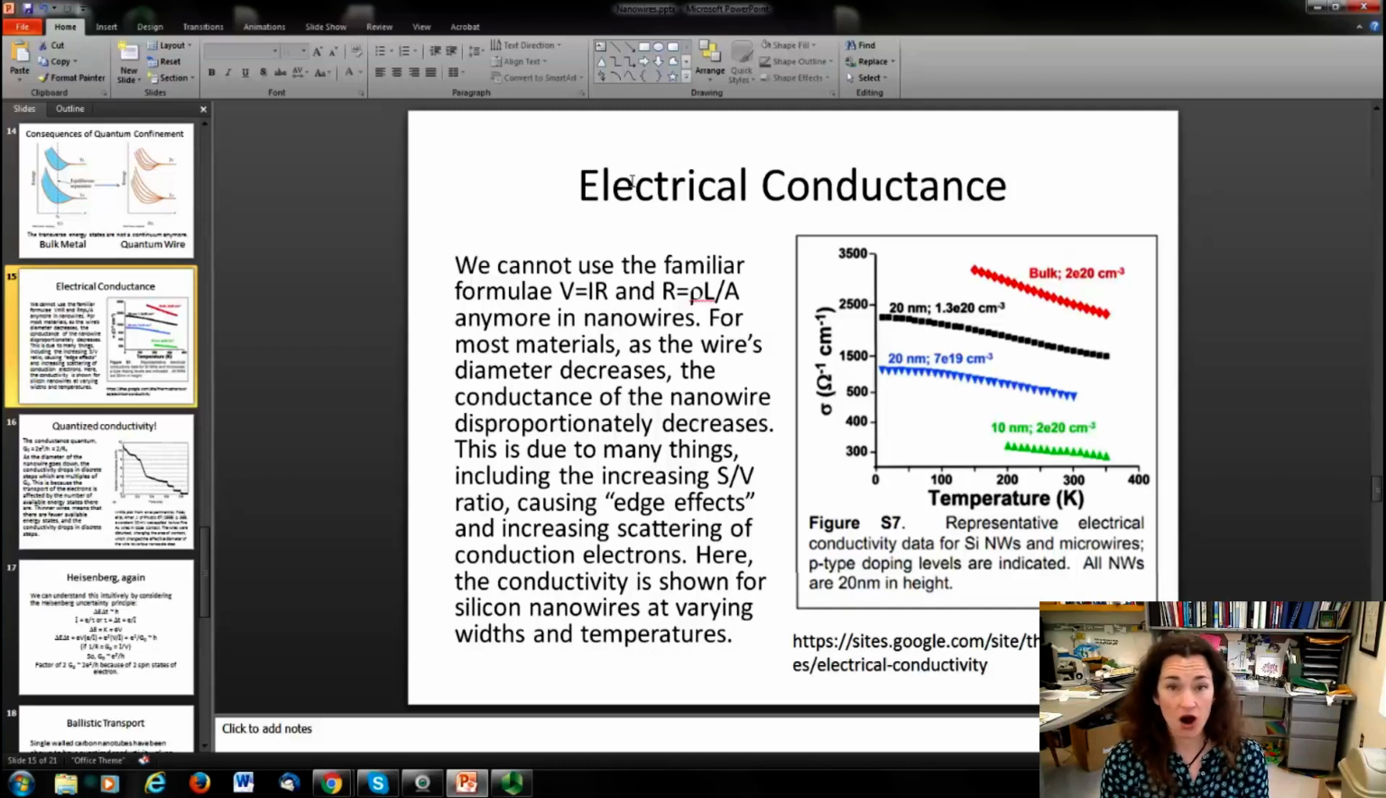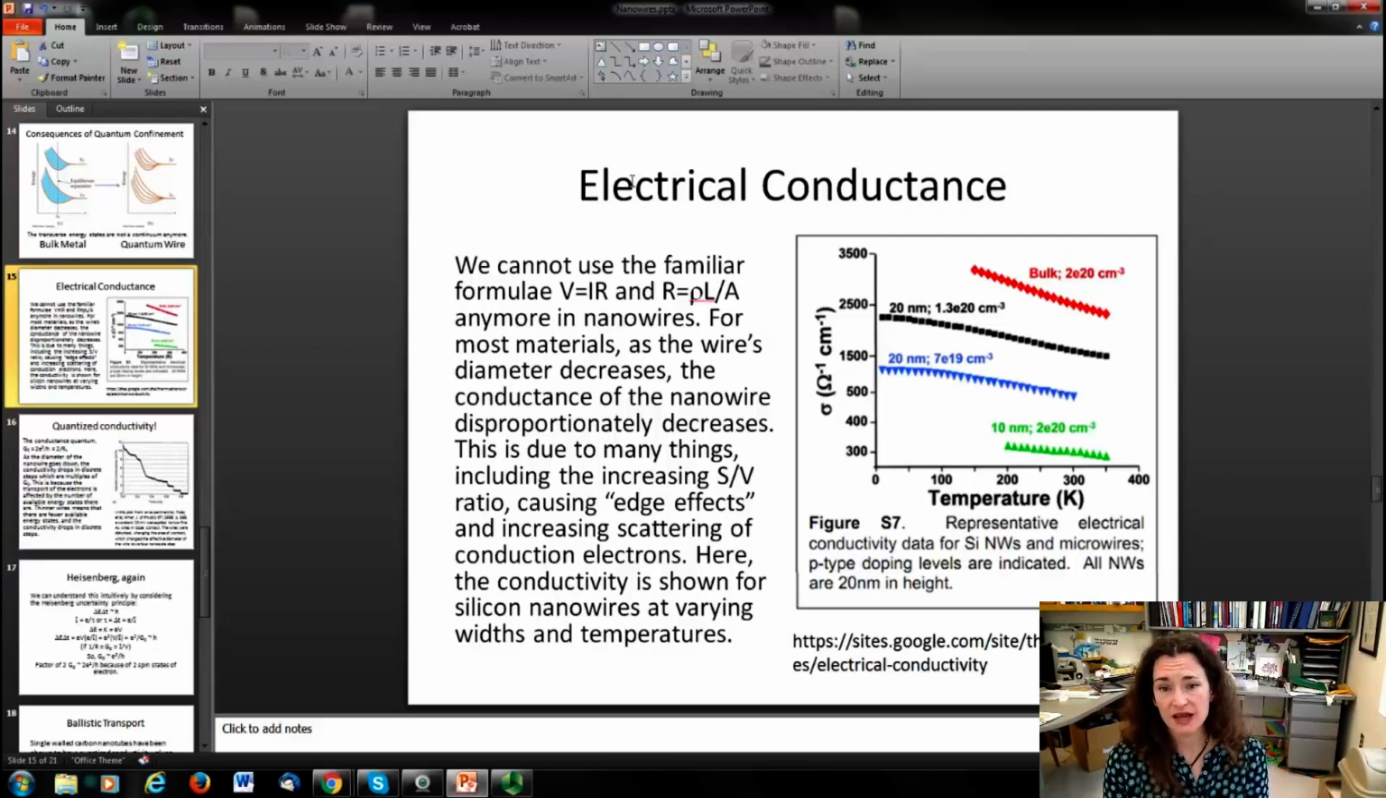V is equal to IR, for example, the Ohm's law consequence, that's not going to shake out like you would expect. And you can't figure out what the resistance of a particular conductor might be using the Ohm's law type prediction of R is equal to rho L over A, where you have your resistivity times the length of your conductor divided by the area. That might not work anymore either for a nanowire, okay?